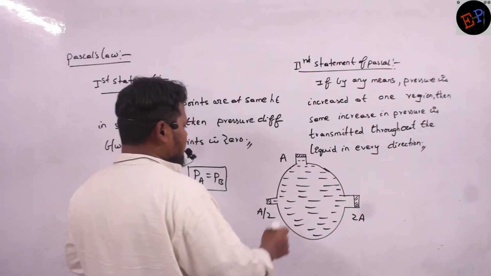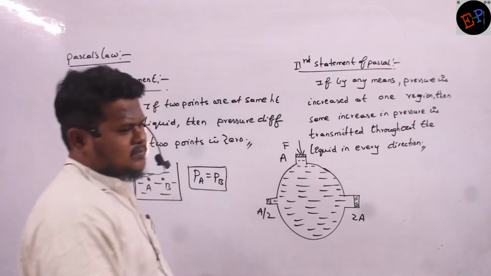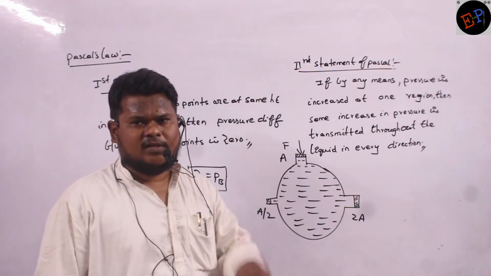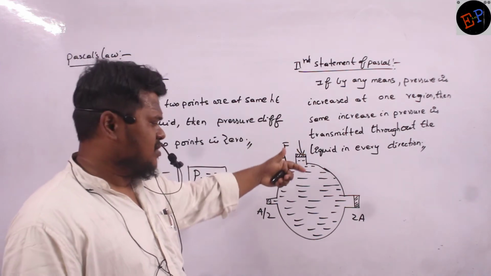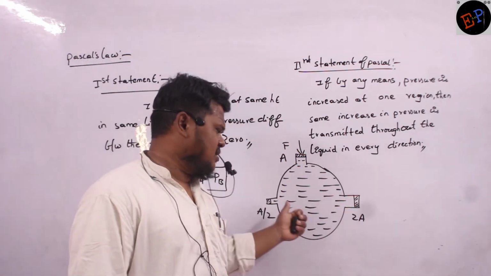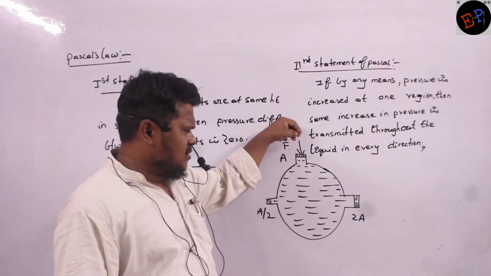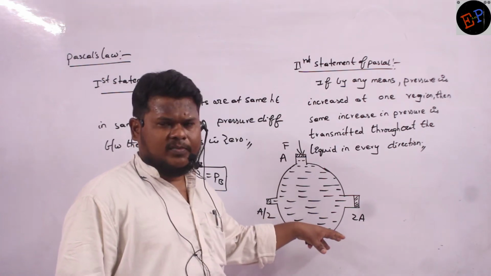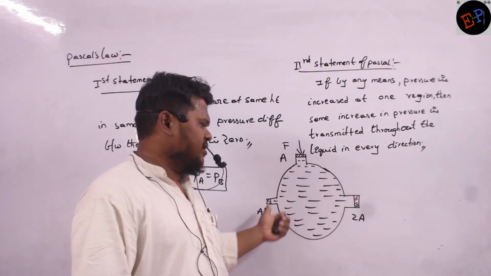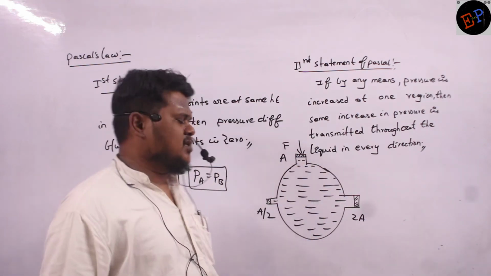Then on the first piston, I am applying a force of F. If I push this piston downwards, I observe that the second piston and third piston will start coming outside. Because if I apply force on one piston, the liquid will try to compress, and that force is transmitted in every direction. It means the other pistons will also try to move outwards.